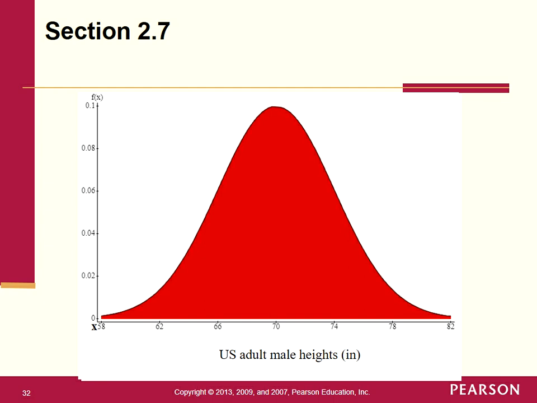All right. So what we can say is that about 99.7% of all U.S. male adults will have a height between what, 58 inches and 82. There you go. Empirical rule.